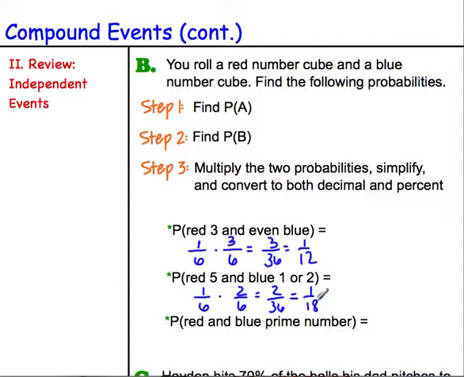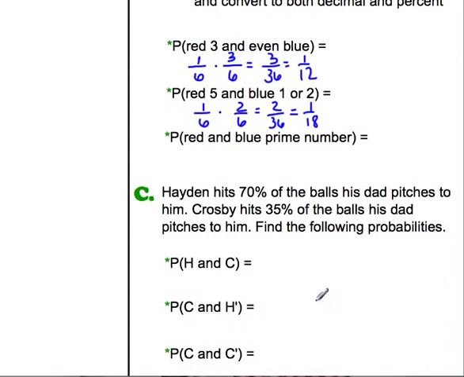This third one is going to be a red and blue prime number. Now, if you recall, 1 is not prime, it's also not composite, that does not count. Our only prime numbers on a dice are 2, 3, and 5. And so that's 3 out of 6, or 1/2 on the red and 1/2 on the blue, which gives us 1/4, which, because we can do that one easily in our head, we'll write that one down. 0.25, or 25%.